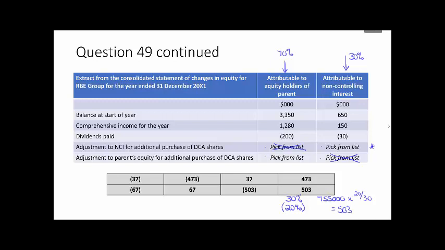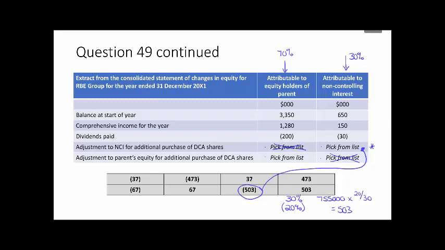We just need to work out whether it increases or decreases that column. The NCI has actually reduced, so the proportion of value attributable to the NCI should also reduce. So the correct answer would be that this 503 should come into this box here.